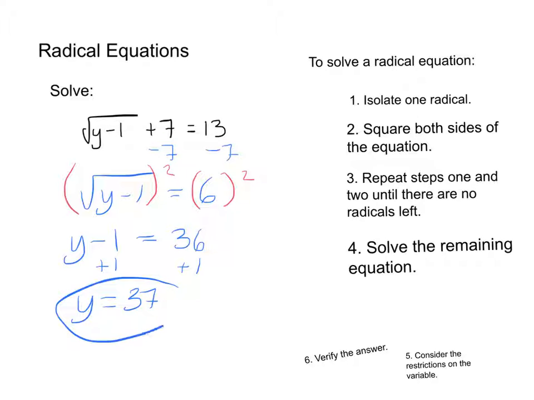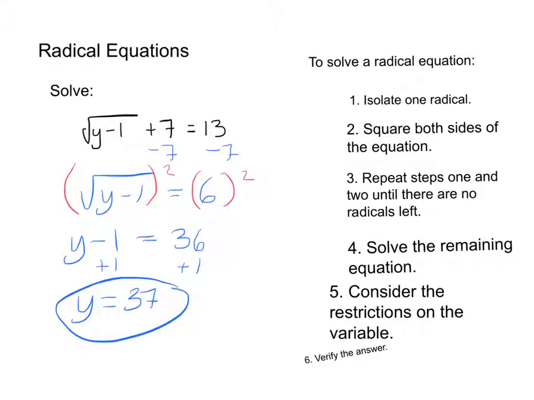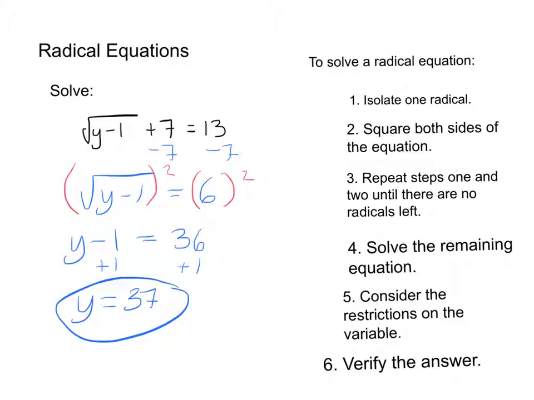And that's the answer. But there are 2 other little parts that we need to do, which are these steps 5 and 6. Consider the restrictions on the variable and verify the answer. And the only restriction when you have something like this is you can't take the square root of a negative number, right? We know that. So if your answer came out to something where you'd end up doing the square root of a negative number, you'd have to look at it and go, oh wait, that doesn't work, that can't be an answer. And we'd call it an extraneous solution.